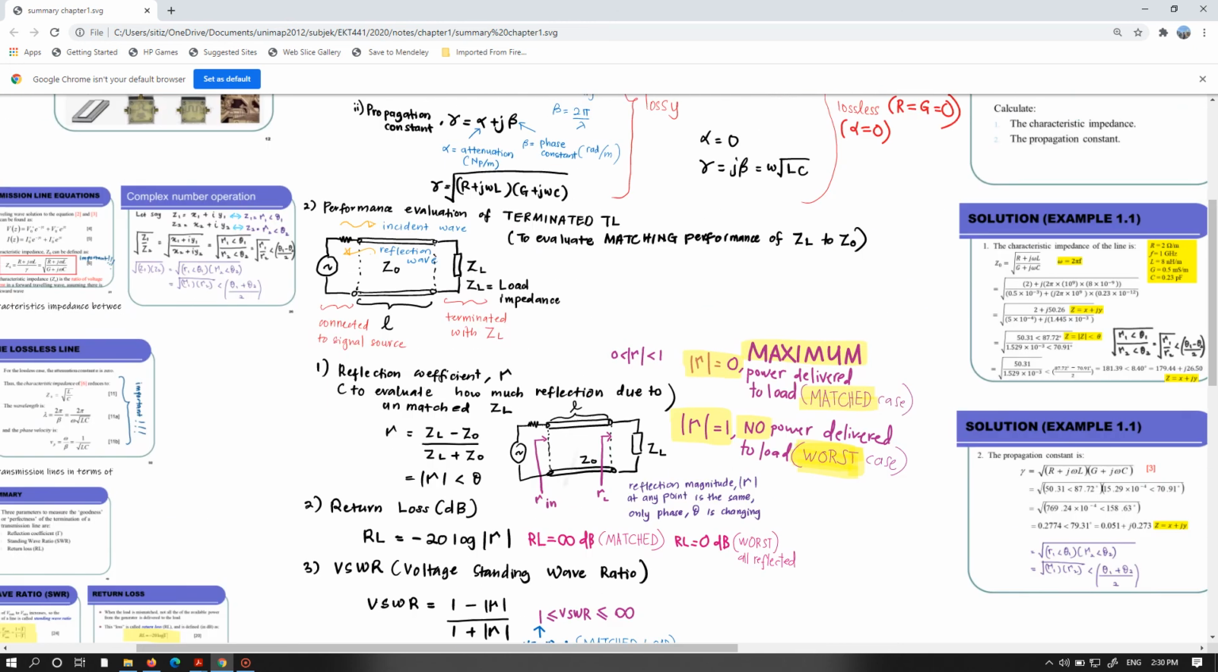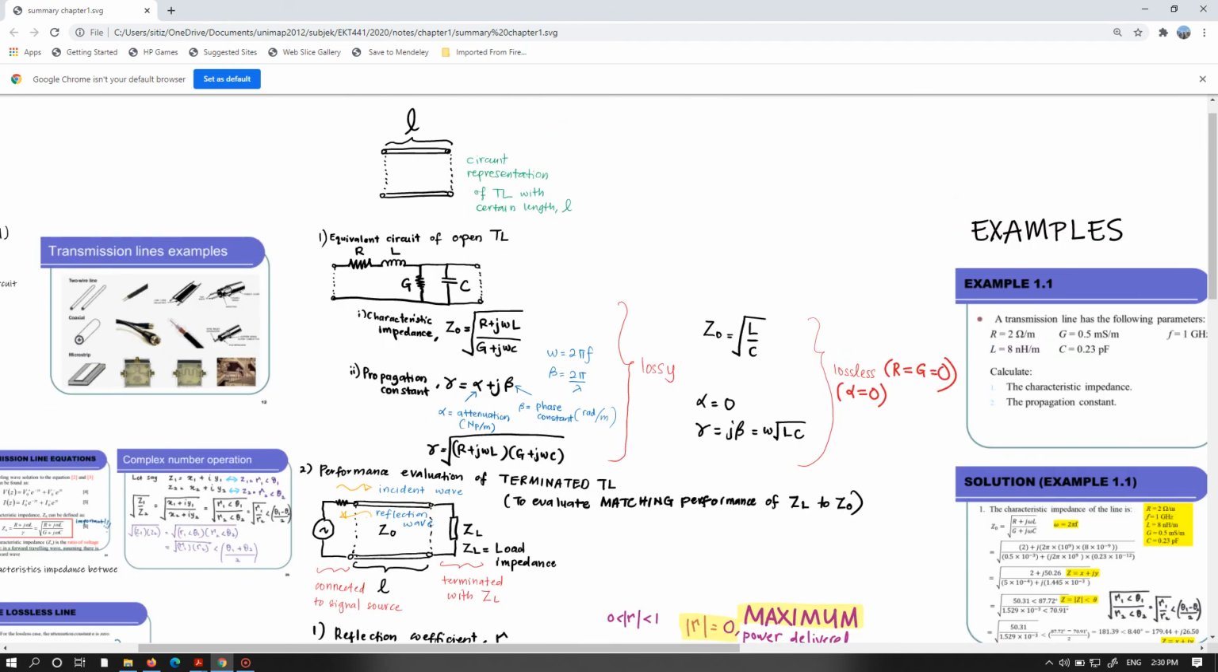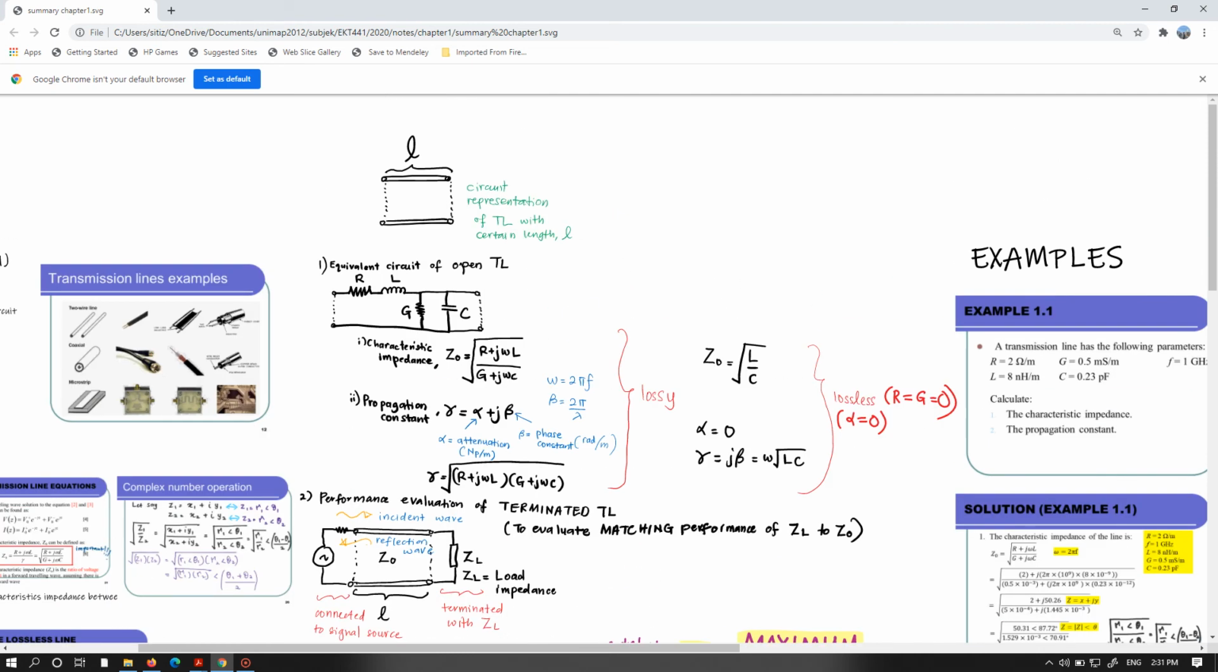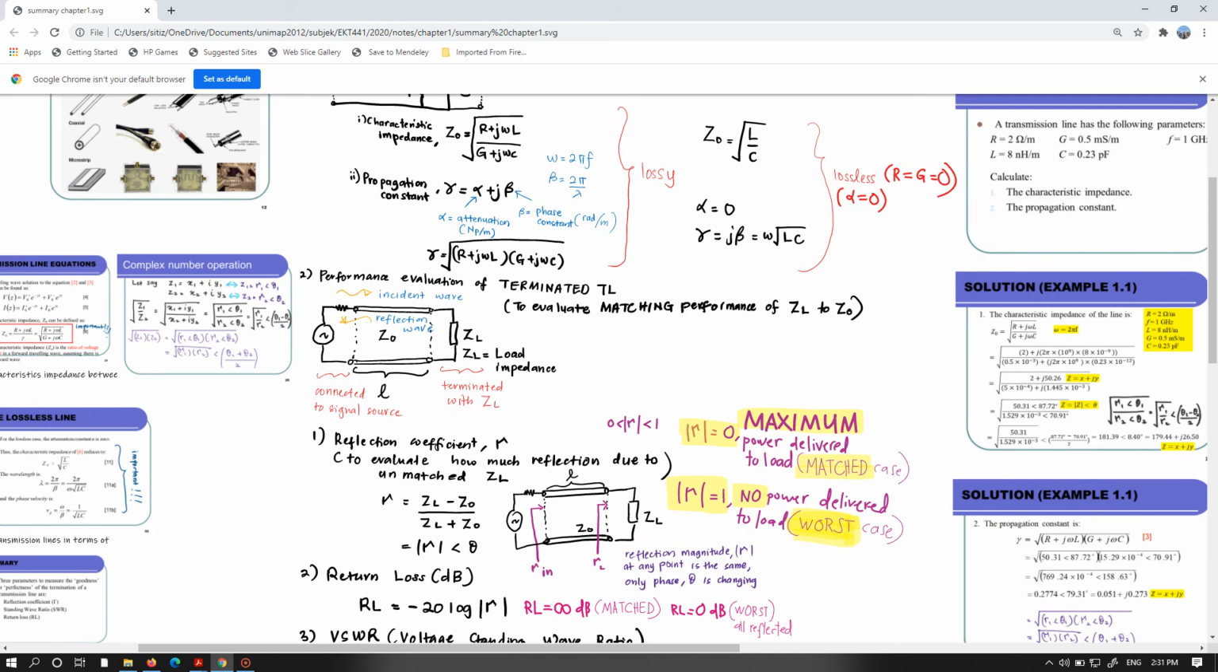That's why the first thing that you have to know is the equivalent circuit. From that equivalent circuit, you can calculate the Z0 and the propagation constant, because from the propagation constant, you can know the value of the attenuation of the transmission line. So after you know how to get the values of Z0 and the propagation constant, then you can connect your transmission line to any load at the end of your transmission line, the load impedance.